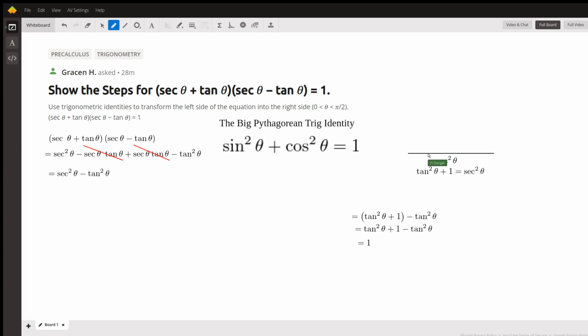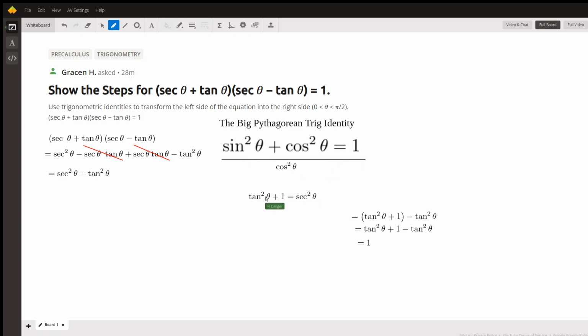What we're going to do now is modify this. You can have the next identity memorized, or you can come up with it too if you want to be fancy. If you divide each term by cosine squared, sine squared over cosine squared gives you tangent squared. Cosine squared over cosine squared gives you 1, and 1 over cosine squared gives you secant squared. So this is a fancy way of coming up with this second Pythagorean identity without having to memorize anything. Thank goodness. I hate memorizing things. So sine over cosine is tangent, cosine over cosine is 1, and 1 over cosine is secant.